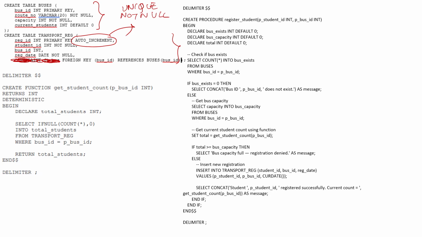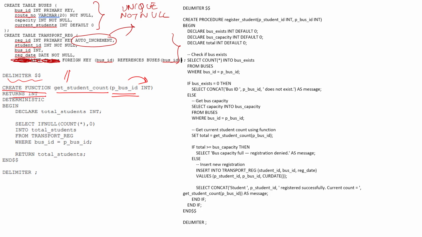Then, create a function named get_student_count with bus ID as your input, which calculates and returns the total number of students registered in transport_rec for a given bus ID. So delimiter, now as you may see, delimiter dollar dollar. Earlier I used to use slash slash. I use this specifically because some may have a doubt in their mind about how to use dollar. So this is how you use dollar. Create function, function name. Int comes later and your name comes first.